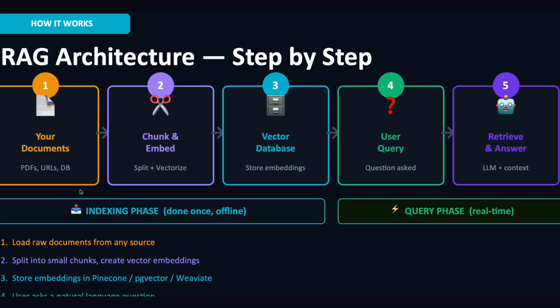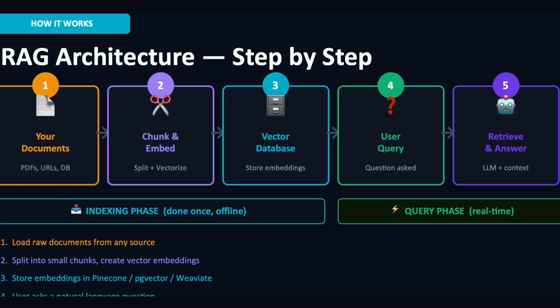So now step 1, you see here your documents. You have PDFs, Word docs, websites, database records. Basically any text data you want AI to know about. Let's say it's your company's employee handbook.